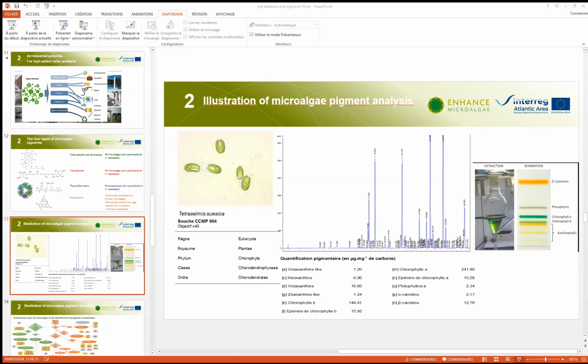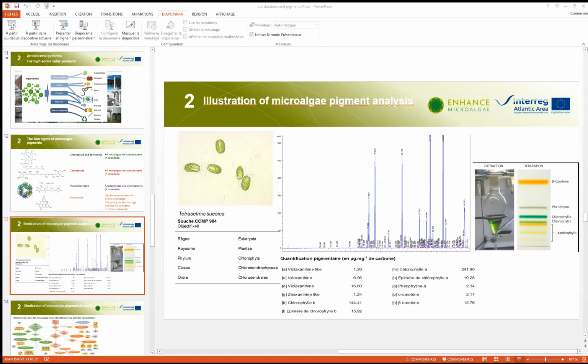So if we want to make a conclusion about microalgae pigment, the positive points are that there is a very high chemical diversity of these pigments. Most microalgae pigments have no oral toxicity in humans, and they have a lot of interesting biological, pharmacological, and photophysical activities for food, feed, cosmetics, nutraceutical, and health application.